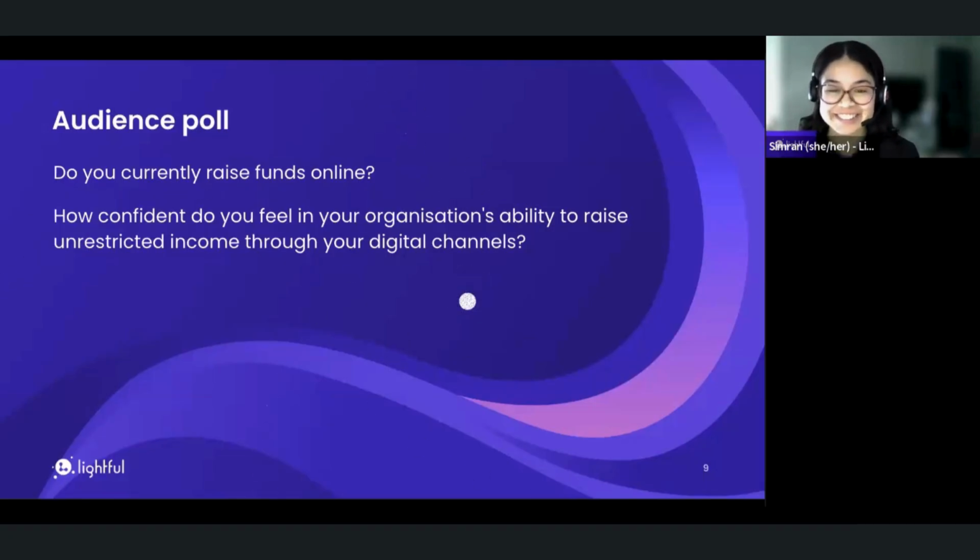Possibly you can to your experience. A little bit of a tongue twister there. So thank you. I can see everyone's results coming through. And I feel like we've got a good mixed bunch here with us today. A good mix of people that do currently raise funds online as well as confidence.